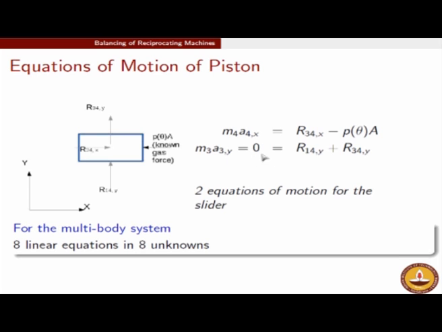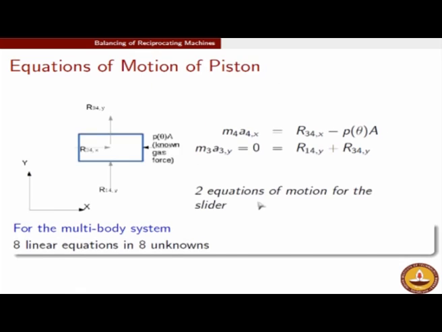So M3 times A3y should be 0, which means R14,y, which, to repeat myself, is the force that the frame gives to the piston, plus R34,y, which it gets from the connecting rod, together should give us 0. So these are the two equations of motion for the slider. We already had 3 equations from the crank and 3 equations for the connecting rod. Thus for the 3 moving parts, that is the crank, the connecting rod and the piston, in totality we have 8 equations, and we had already counted the number of variables as 8. So we have an 8 by 8 system.